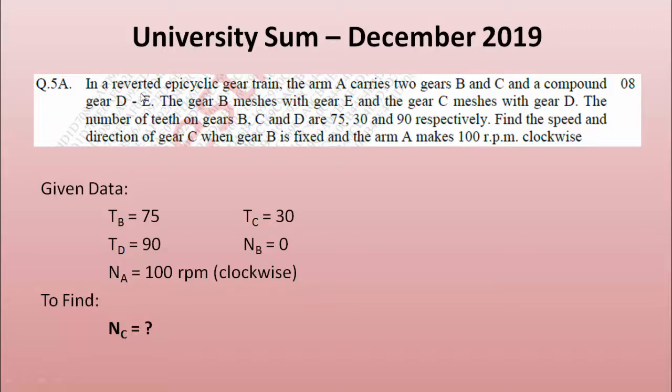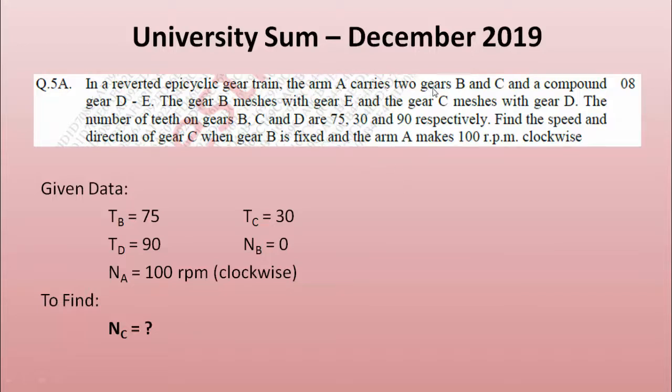For example, in this question they have told that there is a reverted epicyclic gear train. If you remember a reverted gear train, how does a reverted gear train look? There is a driving shaft, there is a compounded shaft above, and there is a driven shaft below. The driving shaft and driven shaft are on the same axis. So in this case also it is the same.